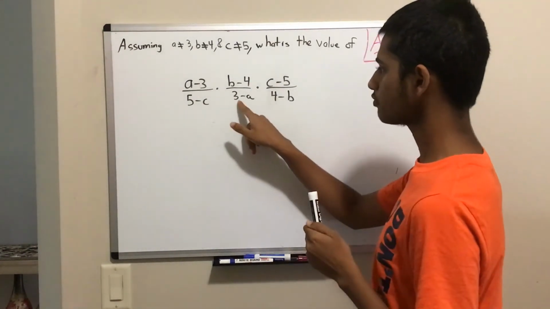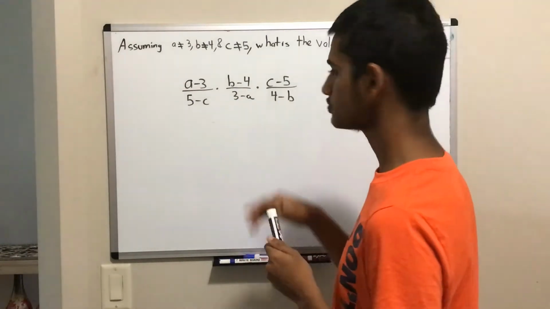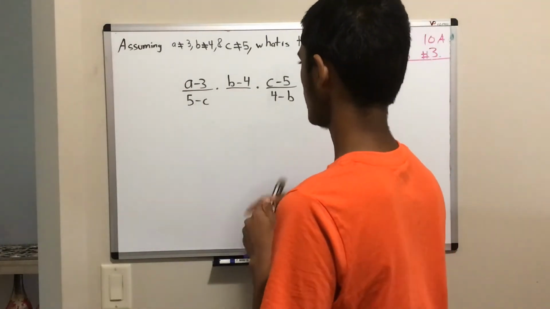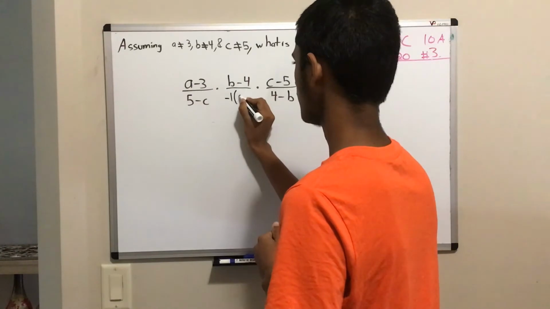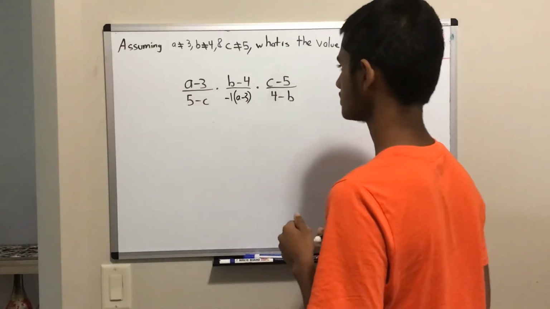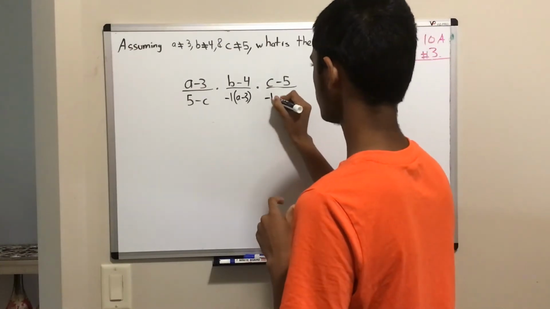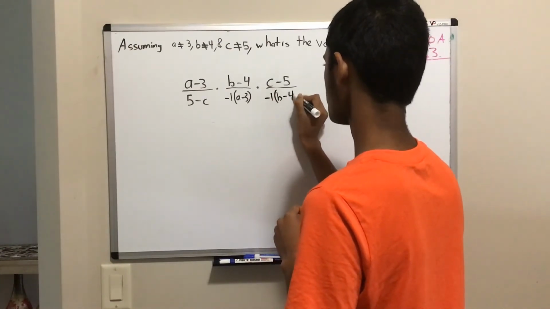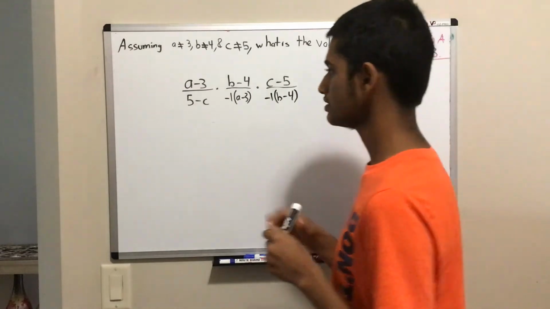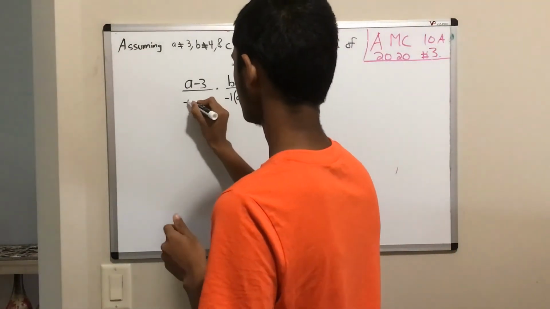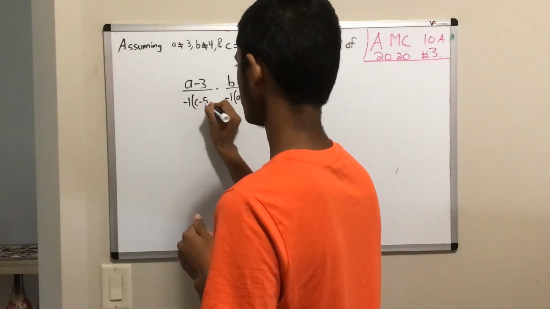When we do that, we're going to rewrite some of these terms in that order. I can rewrite 3 minus a as -1 times a minus 3. I can rewrite 4 minus b as -1 times b minus 4. And I can rewrite 5 minus c as -1 times c minus 5.